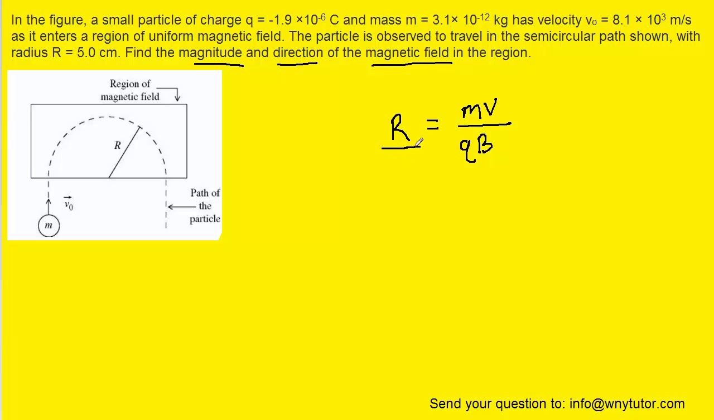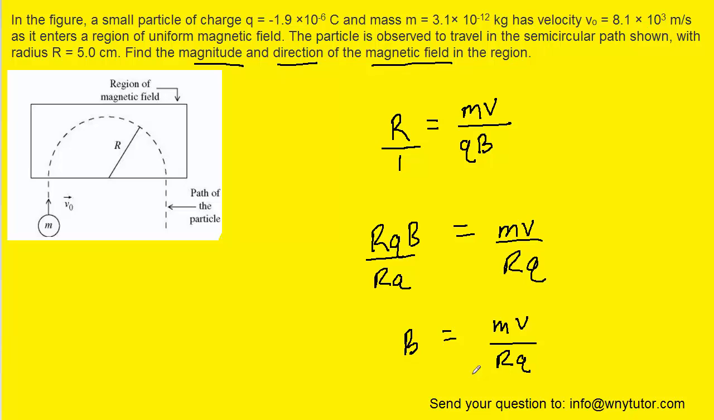And one way of doing that would be to place this r over a 1, and then we can cross multiply. So if we multiply the mv by 1, we would just get mv. And then if we multiply r by qB, we would get rqB. And then finally, to isolate the magnetic field B, we can divide both sides of this equation by rq. And then we can see that the magnetic field has a magnitude equal to mv over rq.